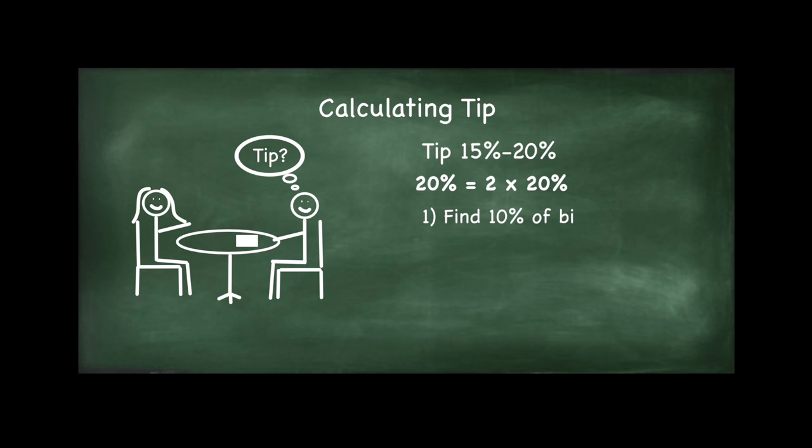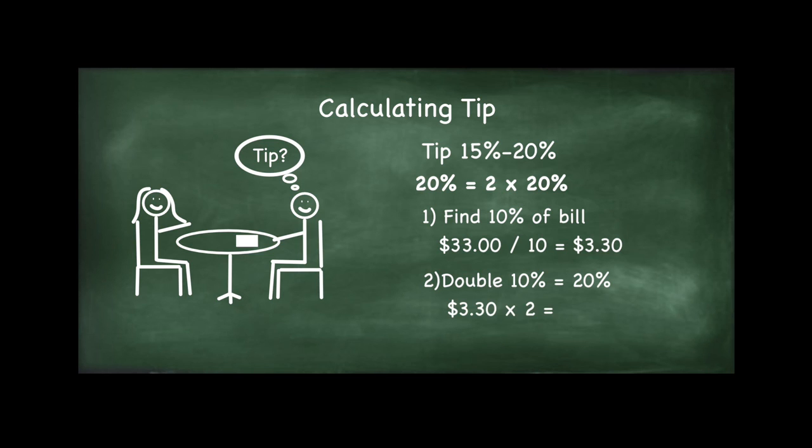Since 20% is twice 10%, we can find 10% of the bill and then double that amount. To find 10% of the bill, divide the bill by 10, which simply moves the decimal 1 time to the left. Once we find the 10%, we multiply that number by 2. Therefore, for a $33 bill, 10% of the bill is $3.30 and 20% is $6.60.